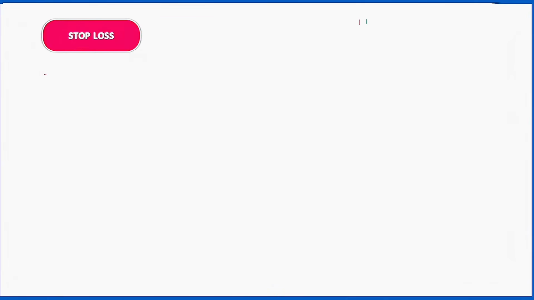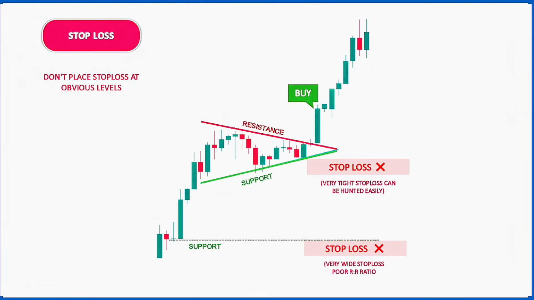Now let's discuss stop loss. You don't want to park your stop loss at obvious levels such as support, resistance, or the last swing low, because that's exactly where stop hunts often occur. Instead, think in terms of pattern invalidation.